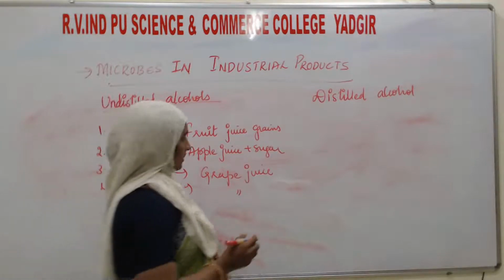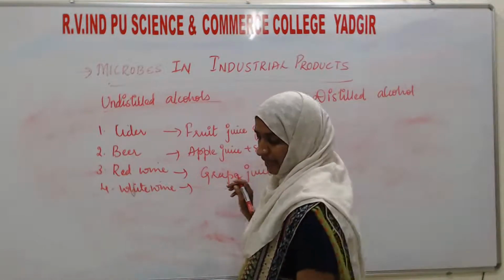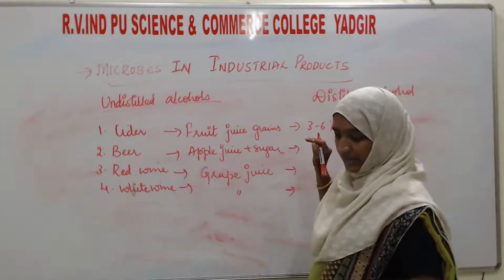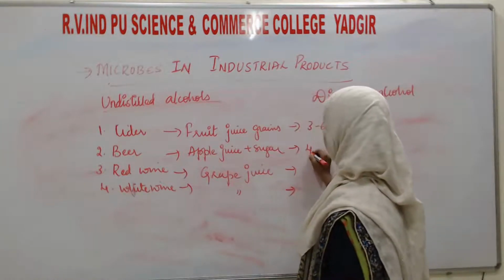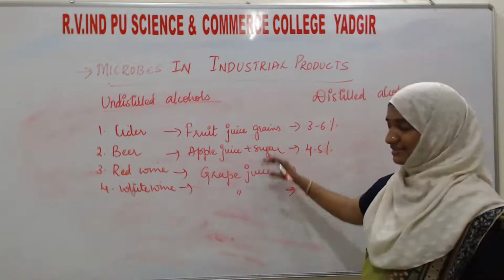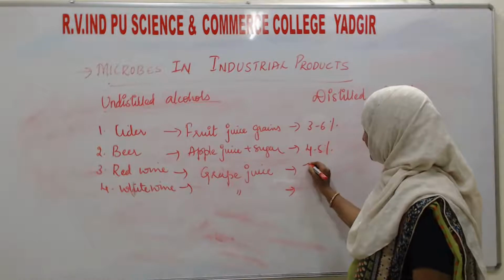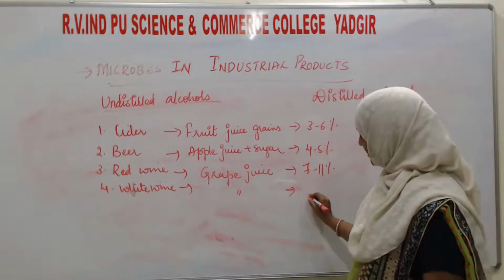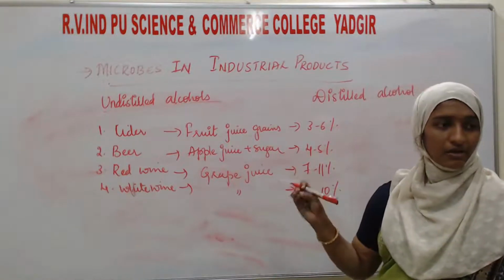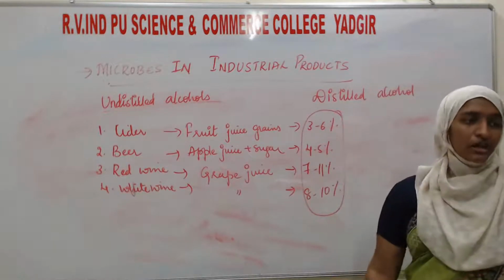Okay, here the percentage of alcohol in these particular products is 3 to 6% in cider. Then in beer it will be 4 to 5. So much less percentage of alcohol will be present in these fermented beverages. The next 4 to 5, then 7 to 11%. The last one 8 to 10%. So this is about the undistilled, the simple alcoholic beverages which contain a very small amount of alcohol.